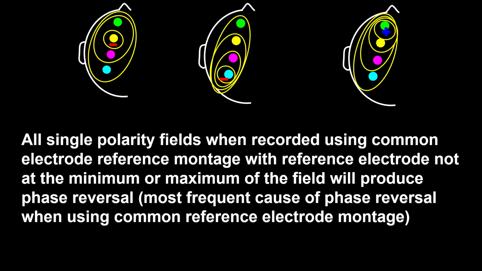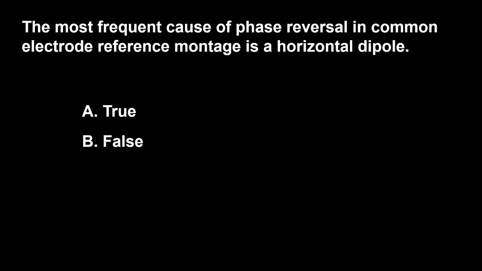This situation is by far a more frequent cause of phase reversal in common electrode reference montage recording than a true horizontal dipole. The presence of a contaminated reference can occur with a field with its maximal amplitude in the middle flanked by lower amplitudes, in the presence of a field with its maximal amplitude in the posterior polar region, or a field with its maximal amplitude in the anterior polar region. So the answer to this question is false.